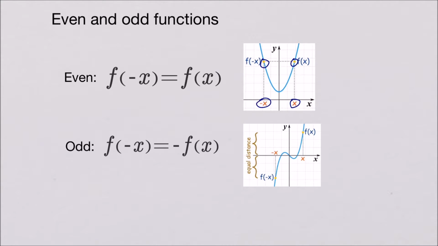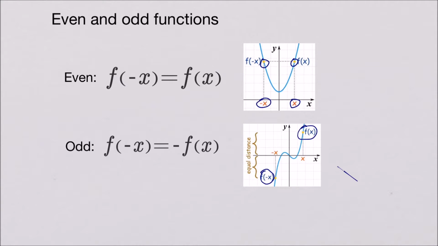So again, here we're plugging in a negative x. Here's our value f of x. And when we plug in our negative x value, we get a negative f of x as a result. So how can we use these definitions to determine if a function is odd or even?